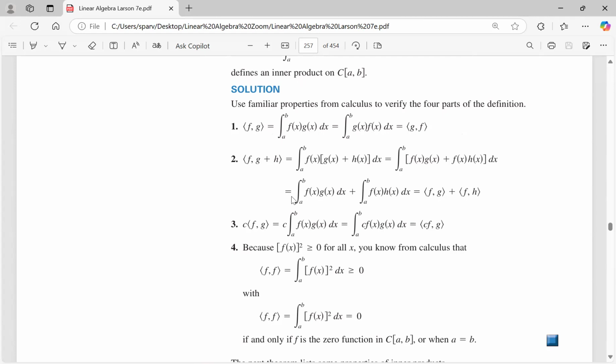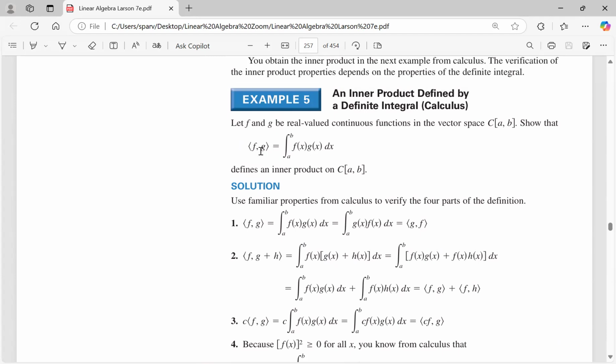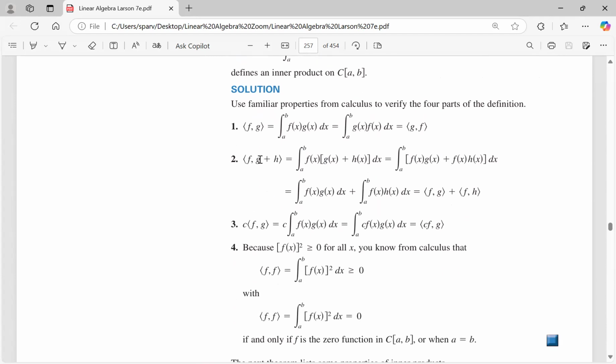Next one is distributive. If I do f dotted with g plus h, when you dot it the way he defined it up here, you multiply the two components. And then in the next step, he distributes f of x to g of x and f of x to h of x. So f of x g of x, that's f dot g, and f of x h of x, that's f dot h. Therefore, the additive axiom holds, and that's the next line.